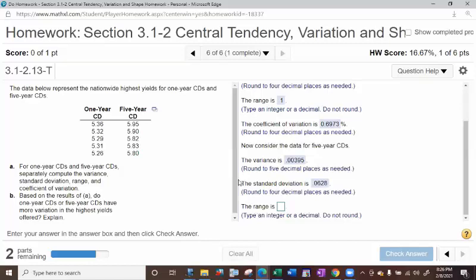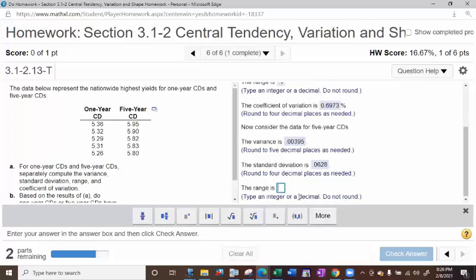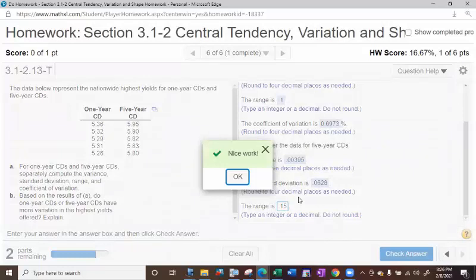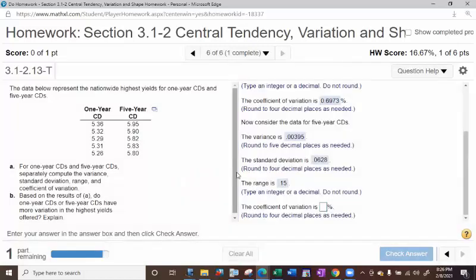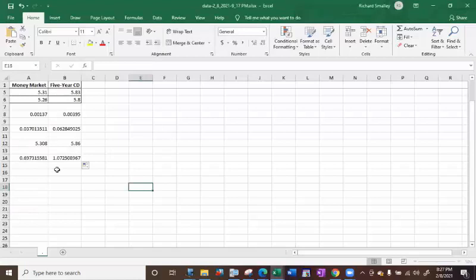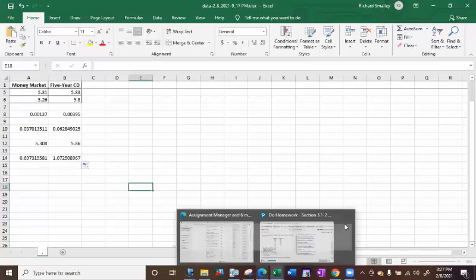Range. High minus low. 5.95 is the highest. 5.80 is the lowest. So you subtract those, it should be 0.15. Yes, I'm not recommending you do these in your head. Coefficient of variation, so I've already got that in there. So it's 1.07250. 1.0725.